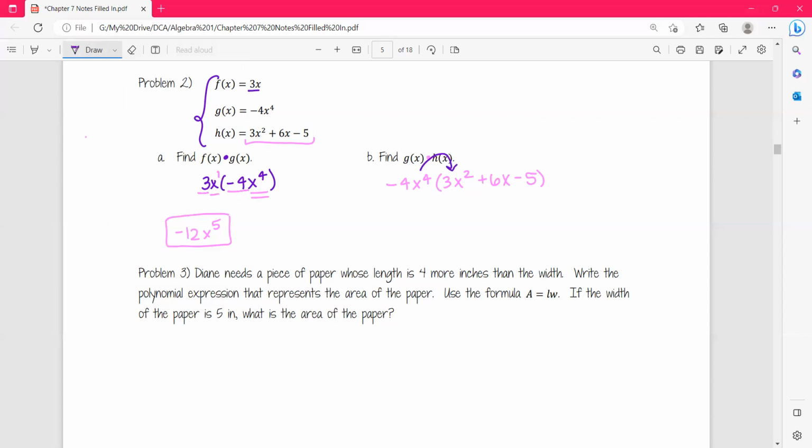I've got negative 4x to the 4th times 3. Okay, and multiply the like terms. Negative 4 times 3 is negative 12. x to the 4th times x squared. Multiply variables, add the exponents.